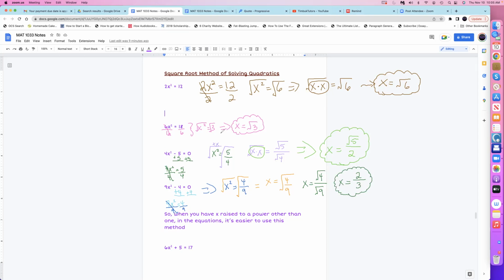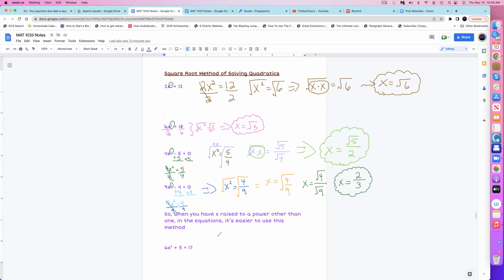So when you have x raised to a power other than 1, like x squared, it's a second degree equation. It's not the regular linear, 2x equals 12. Then it's easier to use that method because you can unsquare it.